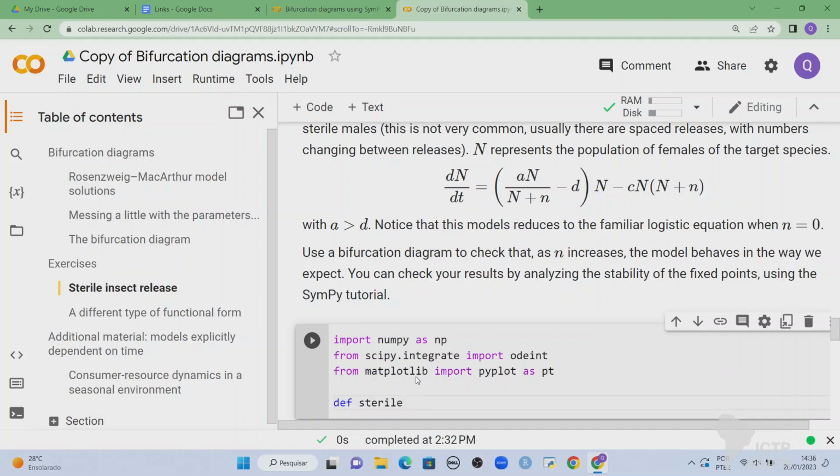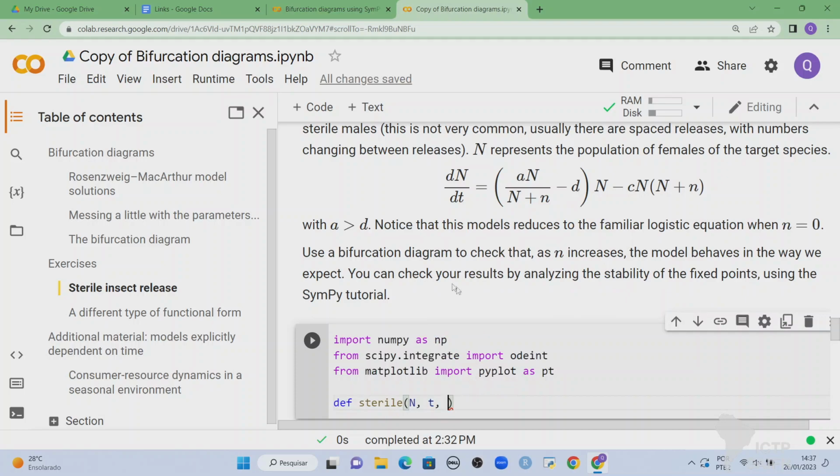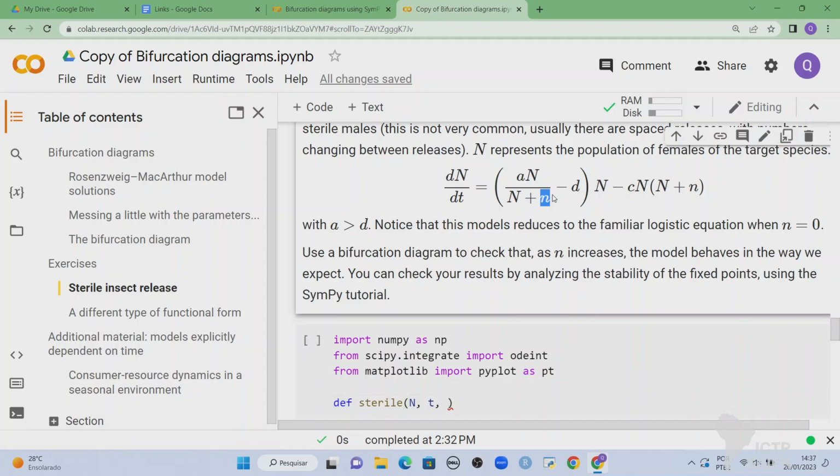I'll call it sterile, right? That receives x and t. X here is just my n. I would even call this n. Okay, this is not a problem. This would be n also. And then the parameters, which are the parameters? A, G, N, small n. So you see that small n is not a variable, it is a parameter, okay?